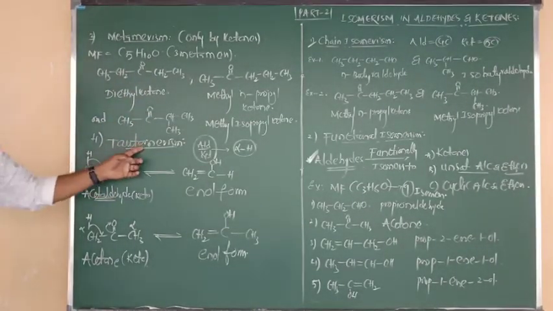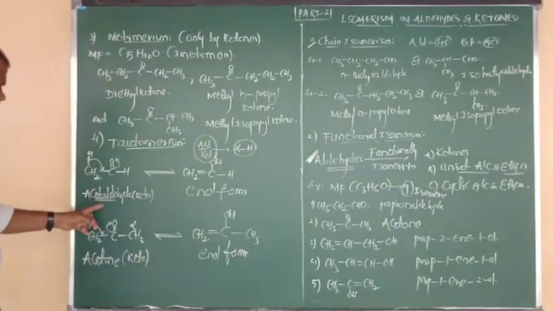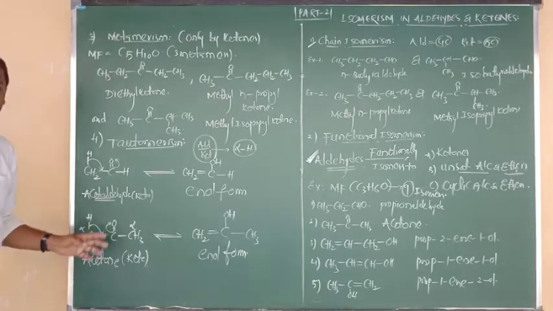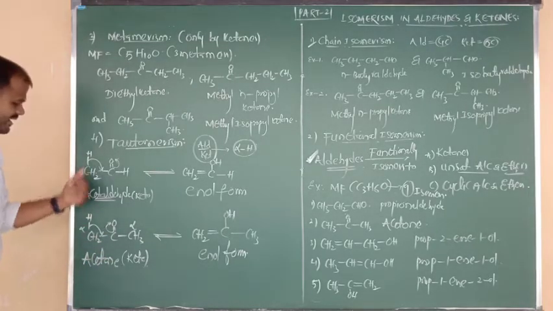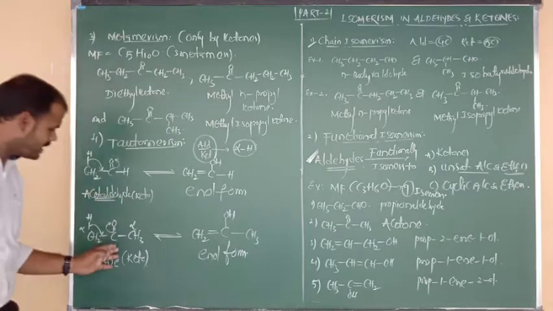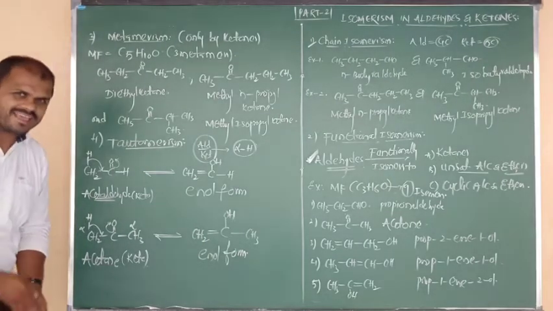And tautomerism: aldehydes and ketones which have at least one alpha hydrogen, like this. Acetaldehyde contains 3 alpha hydrogens, acetone contains 6 alpha hydrogens. We don't need to use all. Any one alpha hydrogen, after rearrangement, after tautomerism, the keto form will change into what, beta? Enol forms. Samajh gaye? Good.